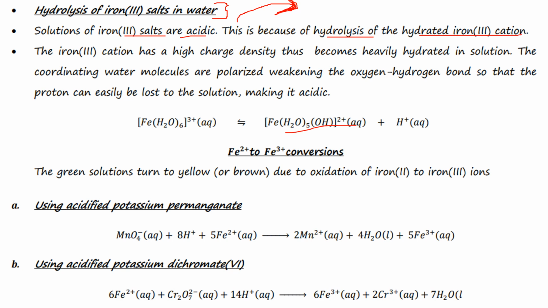The hydrolysis is a result of three factors: high charge density, small ionic radius, and a large ionic charge. Due to the high charge density, the cation becomes heavily hydrated in solution, and the coordinating water molecules are highly polarized, weakening the oxygen to hydrogen bond, so that protons can easily be released in solution, making it acidic. There is a series of equations, and this is just one of the equations of hydrolysis. By the final equation of hydrolysis, we end with a hydrated solid of iron.